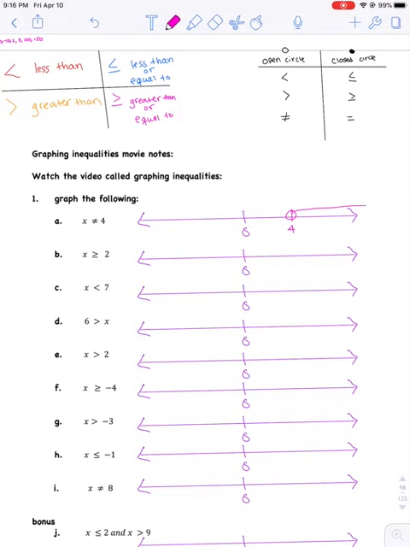Do the numbers on this side of 4 work? So that would be like if we put a 5 in, is 5 not equal to 4? Yep, that's true. How about if we put a 30 in? Is 30 not equal to 4? Yep, that's true as well.